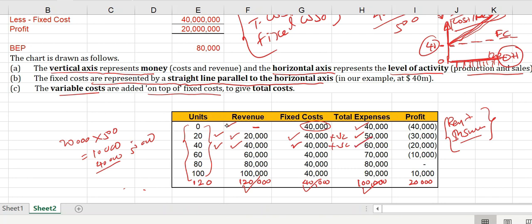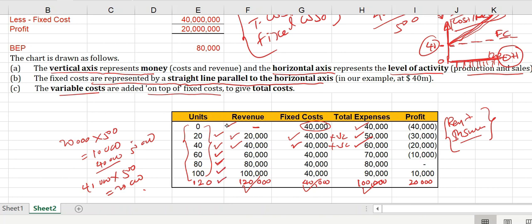So 20,000, because you are producing 40 times 500 will be 20 million. So thereby your variable cost plus the fixed cost will be 60 million. That will be your total cost. So likewise 60,000, 80,000, 100,000, 120,000.